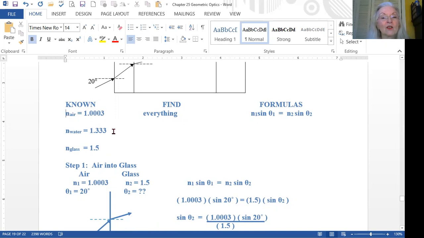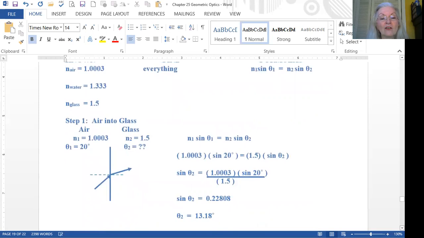I'll have to give you these indices of refraction. You would never be expected to memorize them. You'll always be able to look them up in a table. And we're going to find all our angles as we go along. So we just take it one interface at a time. An interface is the boundary between one medium and another. So we start out in air and enter glass. So we're going to look at the air-glass interface.